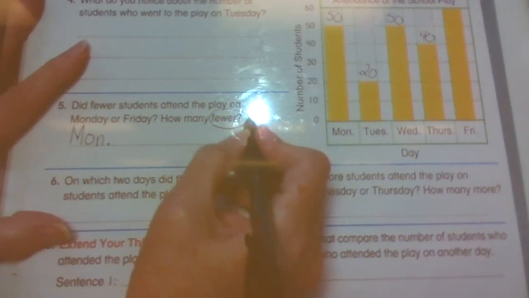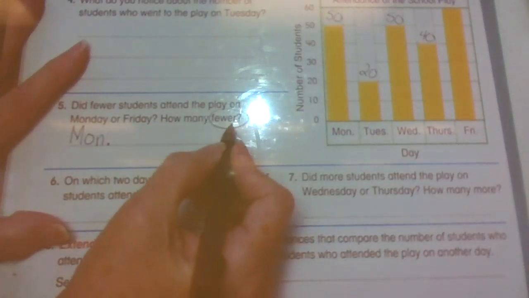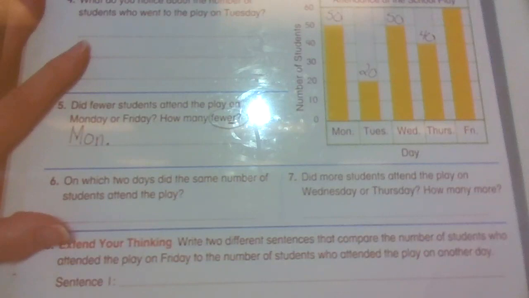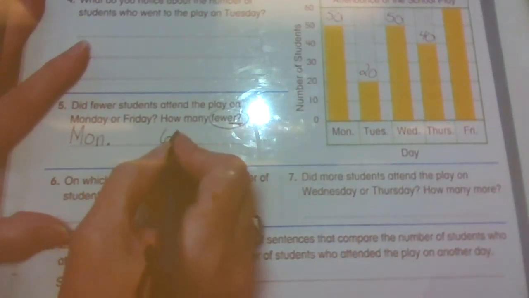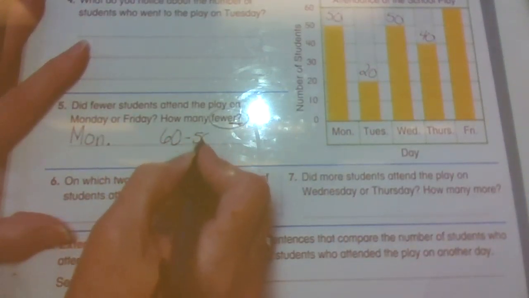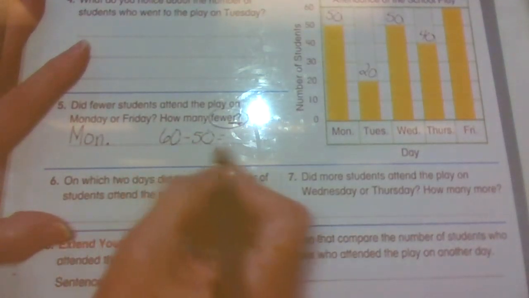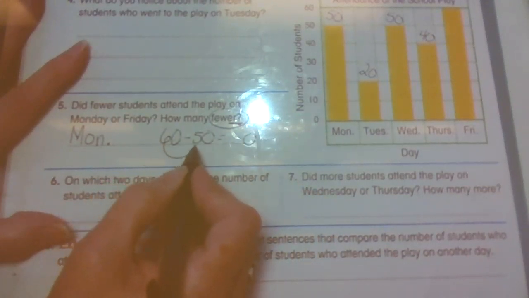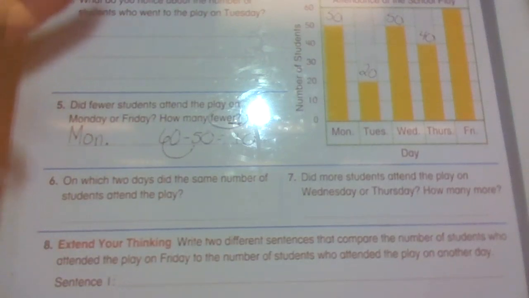Mrs. Hollingsworth would be very proud of you for remembering that. Okay, now the next question says, how many fewer? Circle the word fewer. That is a clue word, it has an ER, and it's a comparison word. It tells us to subtract. So we need Monday and Friday. Our number sentence is 60 minus 50. All right, we know how to subtract tens. If it's 0 minus 0, we put 0. And then we do 6 minus 5, 1. 10 fewer people went on Monday.